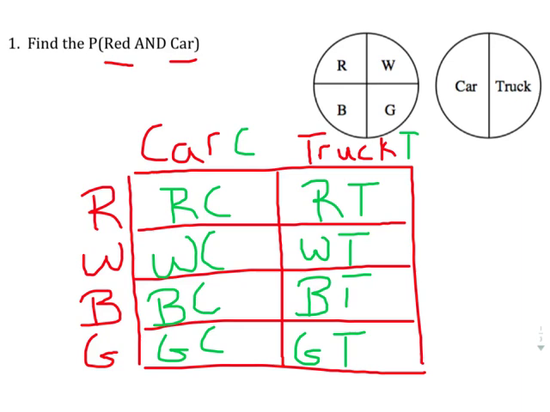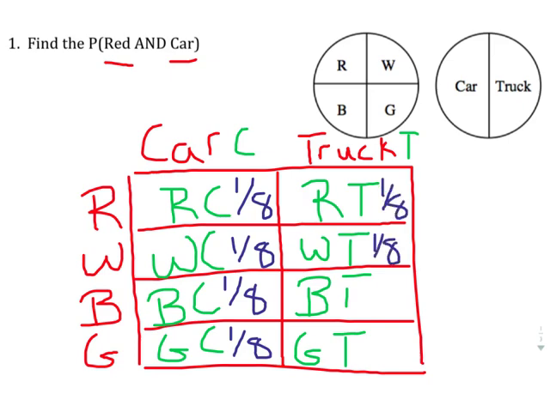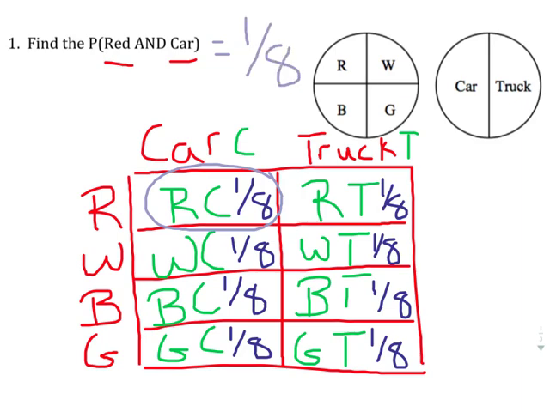So we notice that each of these has equal probability. That is the one thing that's really important to know. We have 8 total boxes, so that means each box is equal to 1/8. What I want you to get in the habit of doing is going through and listing the probabilities of each one. So we have 1/8 here. What it is asking us for is red and a car, so that would be this one box up top here. So the probability of this happening would be 1/8.